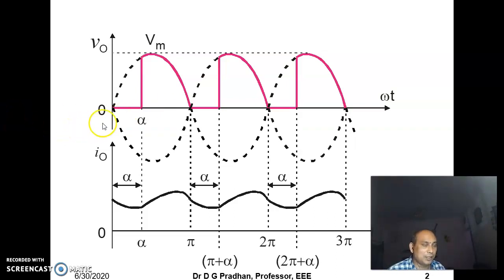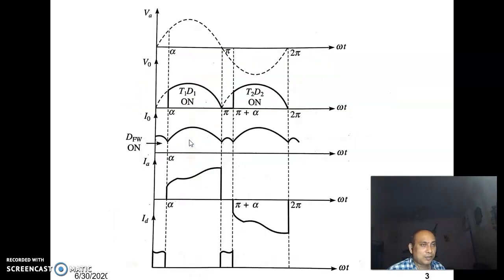So one period is from alpha to pi, another is from pi to pi plus alpha. After pi plus alpha, the same thing will repeat. Okay, so here you see over here.